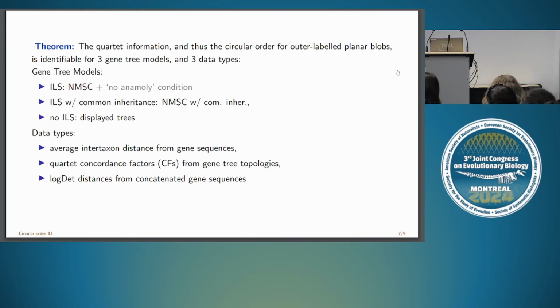And the third one is if I take all the genes and concatenate them, and I realize this seems strange because if you believe in the multi-species coalescent, you don't like to concatenate your genes. But if you concatenate them and compute the log det distance, you can actually get the same quartet information from that. Okay, so this is, as far as we know, the first identifiability result for any kind of really complicated blob. Okay, and we've got lots of level 1 results, but beyond that, we don't really have much.